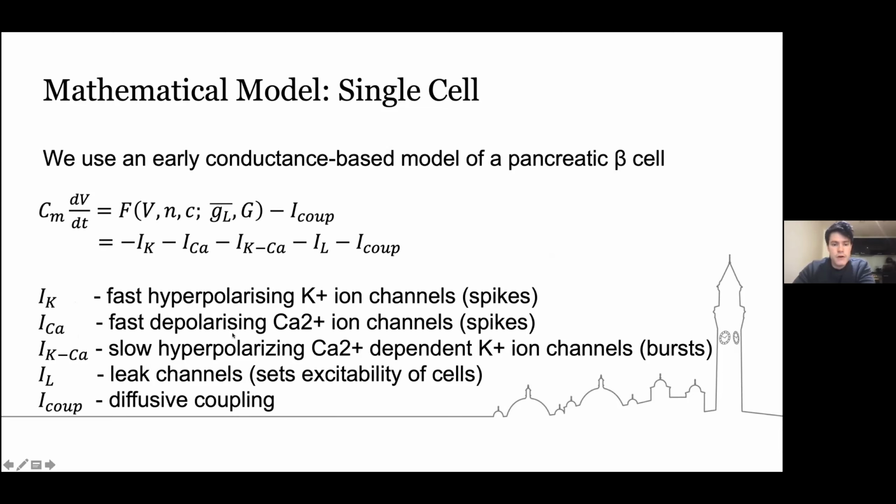So calcium slowly builds up within the cell, which opens up these hyperpolarizing potassium channels and leads to termination of bursts. And so you have this bursting activity, and that bursting activity is what leads to the pulsatile insulin secretion in islets. And then we also have some leak channels, which is going to set the excitability of the cells, and I'll talk a little bit more about that. And then also we have diffusive coupling in this model.